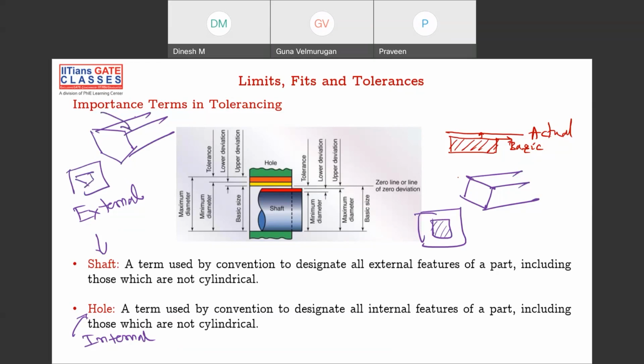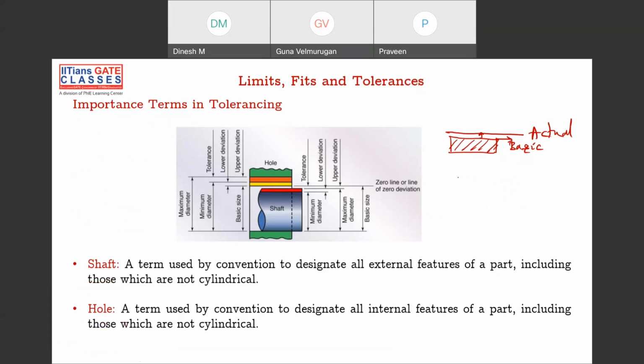So this is what is external. External dimension is very important for this. For this, internal dimension is very important. This is internal and this is external, isn't it? So that is the difference between shaft and hole. From now on, if you are saying shaft, it is an external dimension. If something is called a hole, then it is an internal dimension.